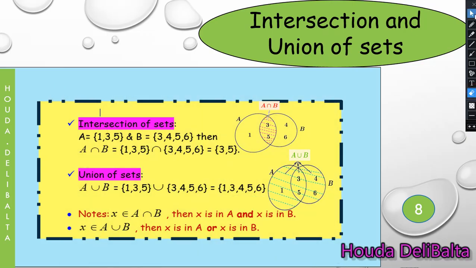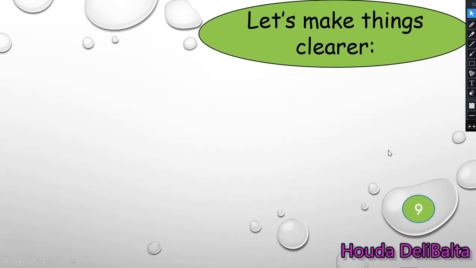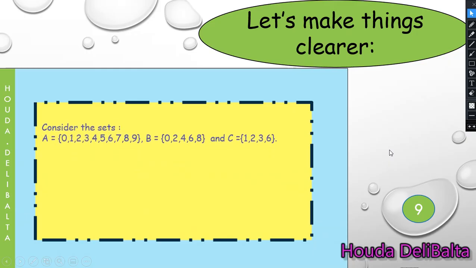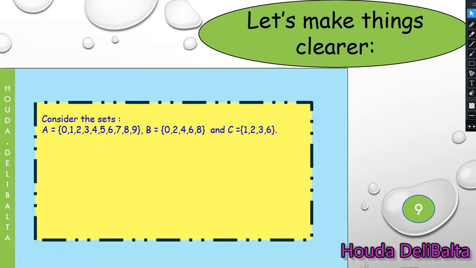And now let's make things clearer. Here is an example to make things clearer. Consider the set A from 0 to 9, B, this example was seen before. A includes the set of digits of the decimal system. B includes the even digits of the decimal system, and C includes the divisors of 6, as you remember.